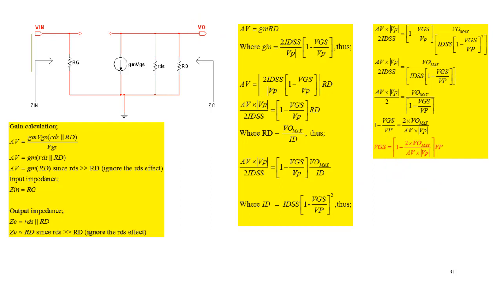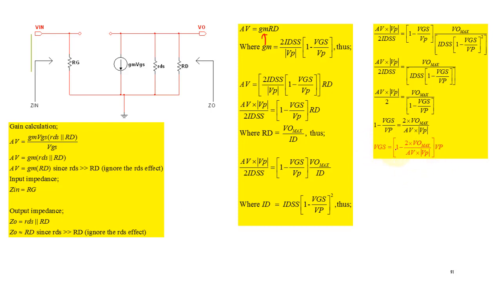So we have the GM equation, so we replace here, and then we simplify our equation, and we have the RD equation, which is equal to VO max, the maximum output swing, divided by the ID, and we have the ID equation also here. Then these two equations will be inserted in our AV equation, and then we simplify. So this is the step where you can simplify all the equations, and this is our final equation, which is represented in terms of voltage.